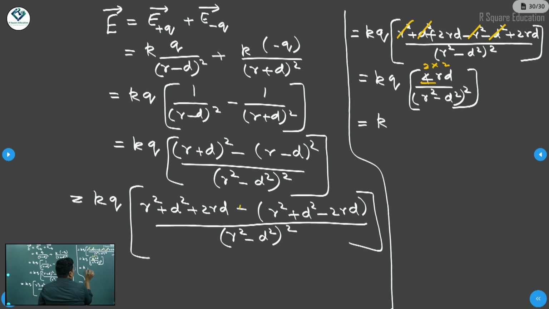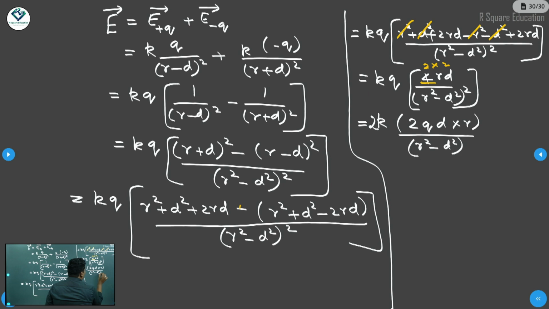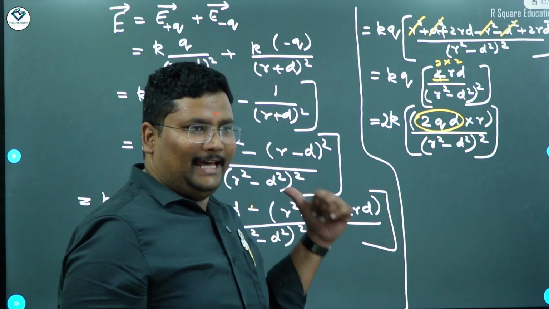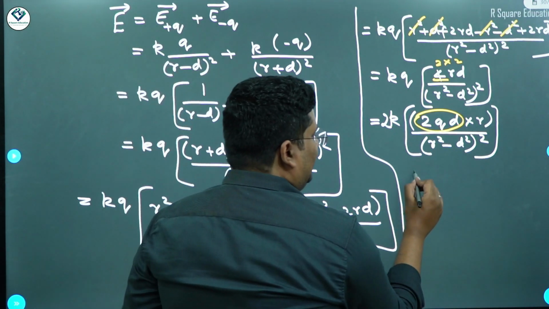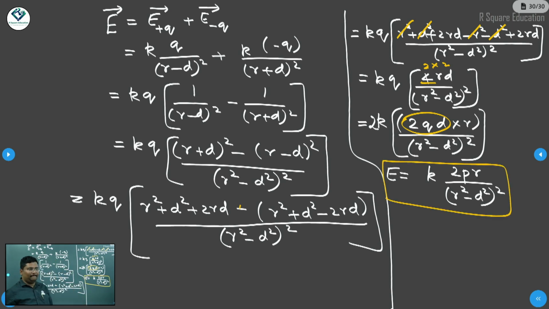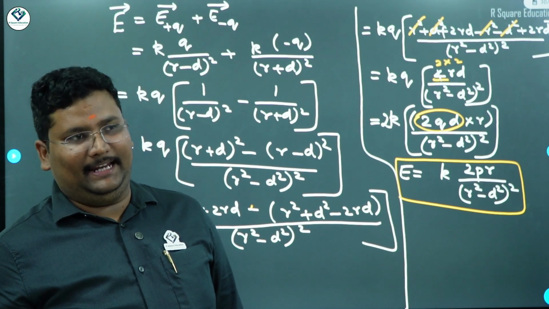K, 2K, I have put it. Is the 2 gone? Now next, who will be inside? Can I put 2QD into R? Whole divided by R square minus D square whole square. What is this 2QD? Dipole moment. Correct. So can I now write like 2K or K 2PR divided by R square minus D square whole square. This is going to be your total electric field due to an electric dipole along axial line.